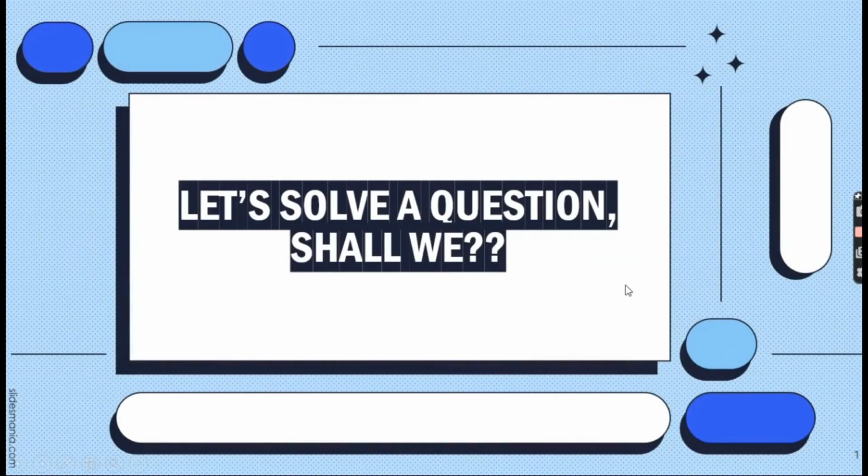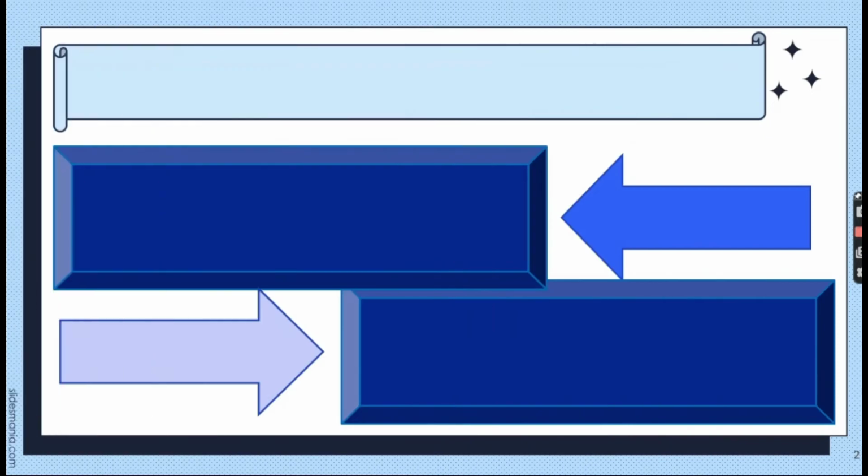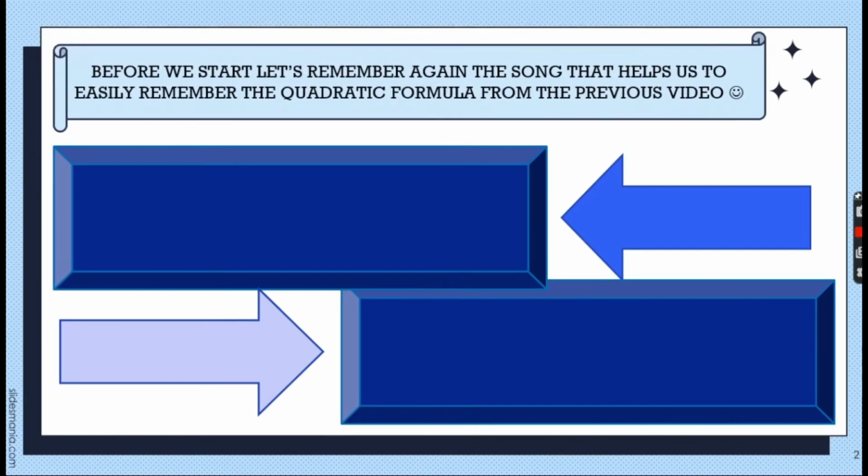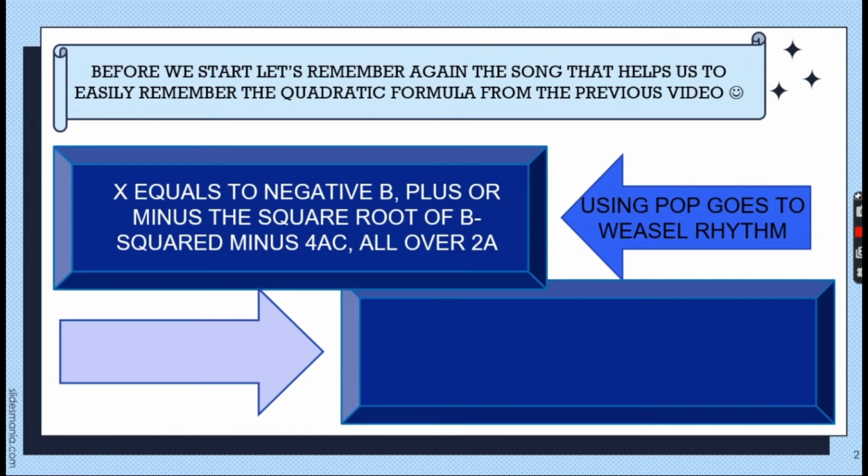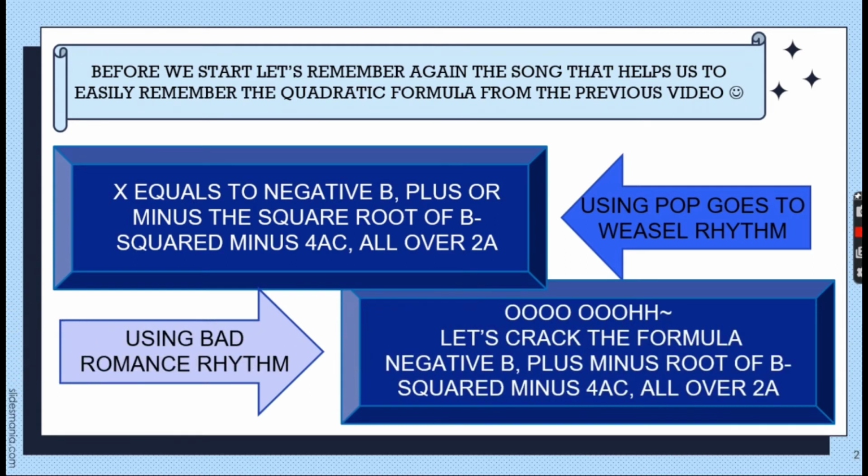Hi, let's solve a question, shall we? Before we start, let's remember again the song that helps us to easily remember the quadratic formula from the previous video. Firstly, using the Opa Gangnam Style rhythm, where x equals negative b plus or minus the square root of b squared minus 4ac all over 2a. And the second one is using the Bad Romance rhythm. Let's write the formula: negative b plus or minus root of b squared minus 4ac all over 2a.